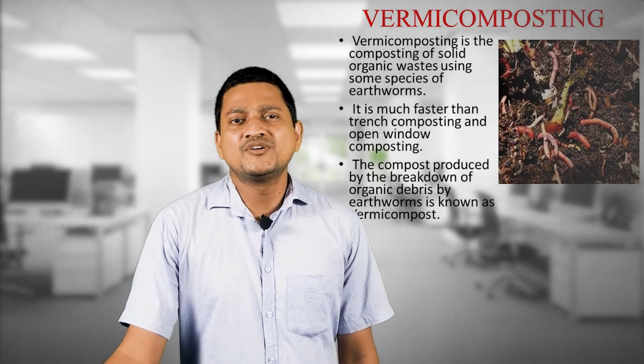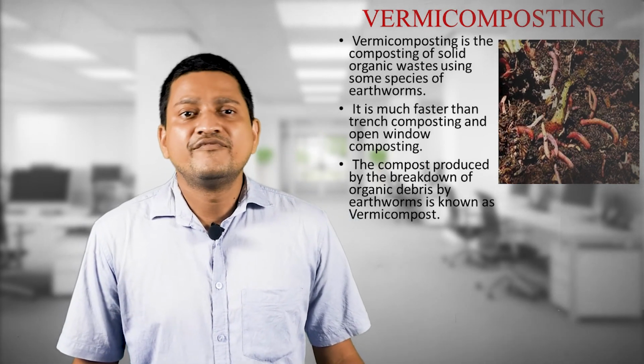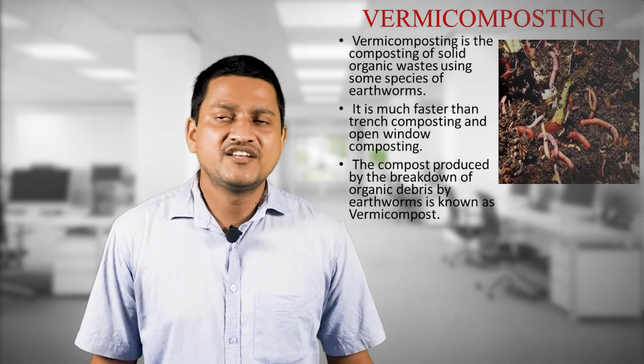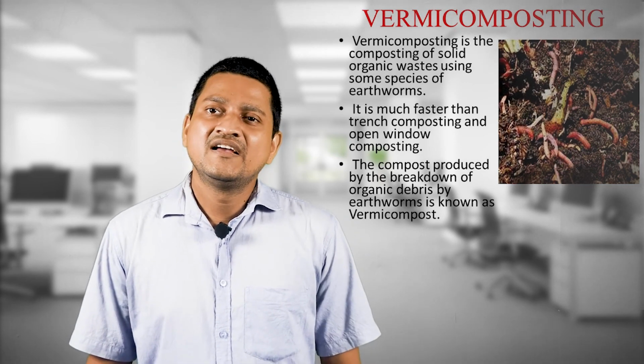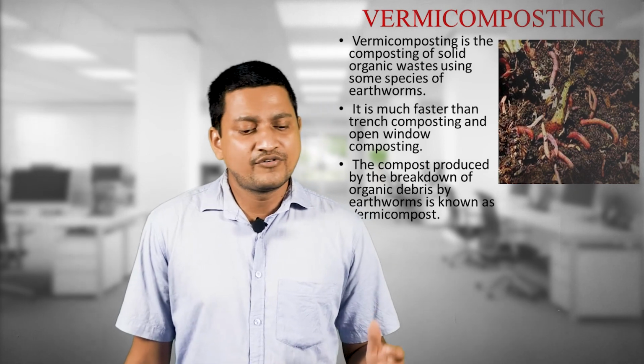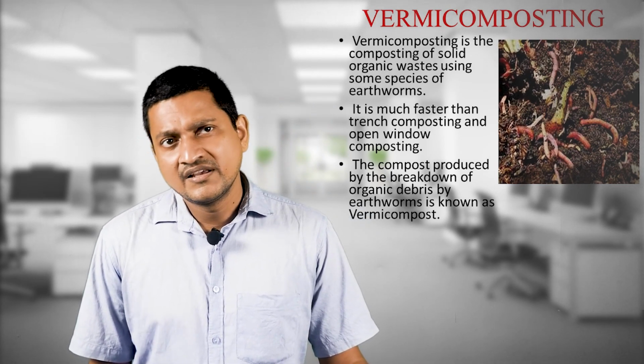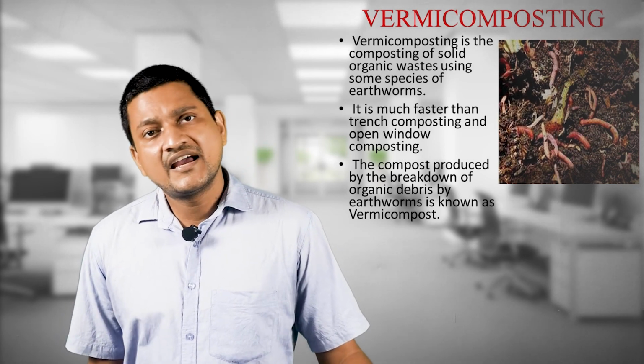The liquid part that comes out of the composting process is called vermiwash. It is also used as a fertilizer for growing plants. These are the four types of method: trench composting, open window composting, vermicomposting and mechanical composting.